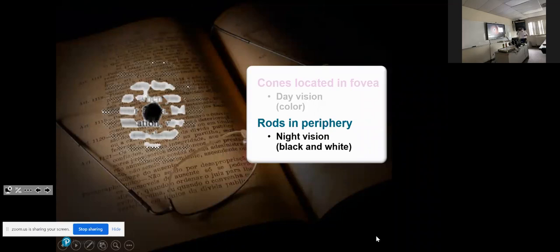So your rods are important for night vision, your black and white, because we don't have any light coming in and reflecting, right? So we don't need to really pay attention to color. We need to pay attention to distance. We need to pay attention to maybe some movement, and quite possibly we would be more interested in shapes of things, because that's going to help us determine what's going on in our environment. Okay, so very important. Cones deal with color and day. C for cones, C for color, and rods are for night vision and black and white.